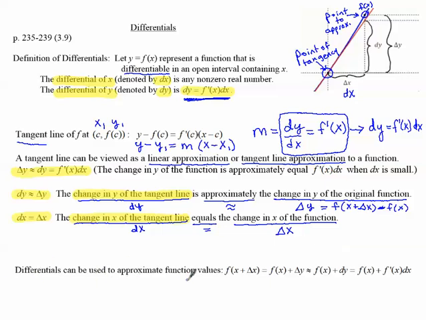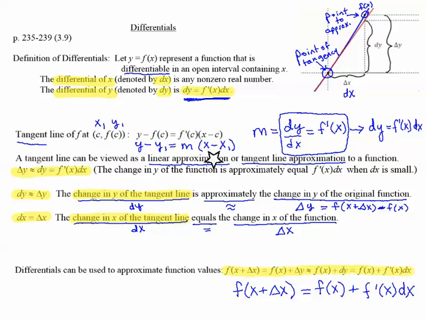Differentials can be used to approximate function values. F of x plus delta x equals f of x plus delta y, which is approximately equal to f of x plus dy, because delta y is approximately equal to dy, which equals f of x plus f prime of x dx, because dy equals f prime of x dx. So what will be helpful for us to remember is that f of x plus delta x equals f of x plus f prime of x dx.